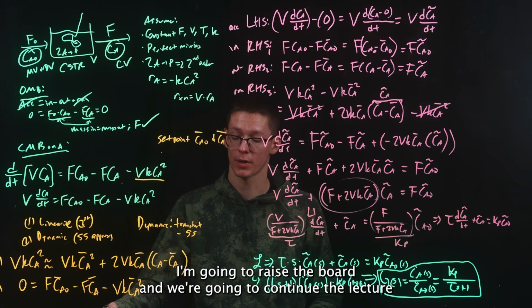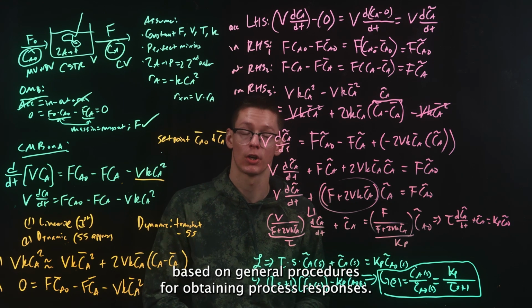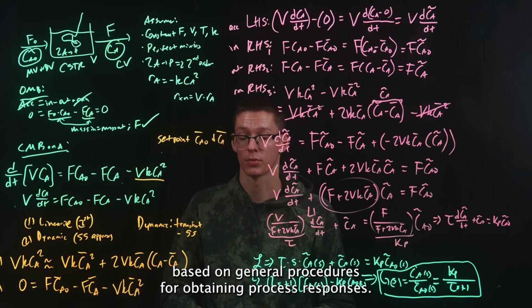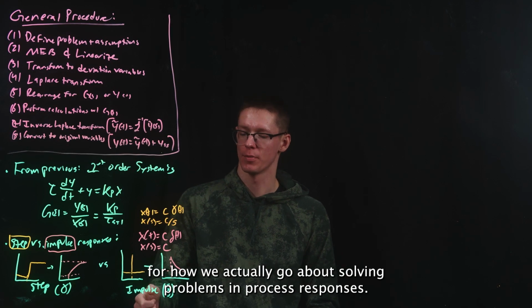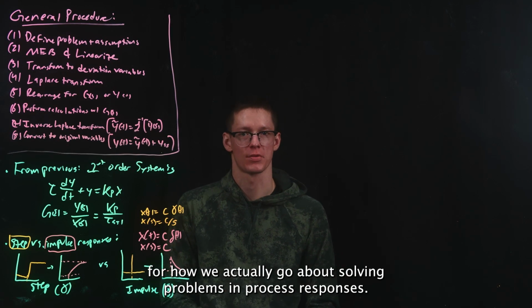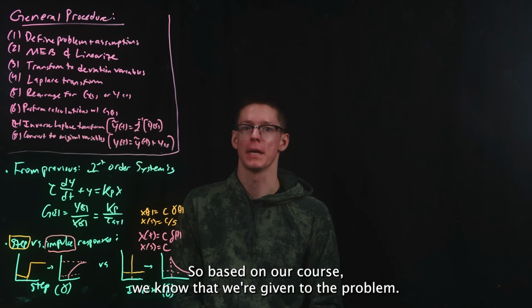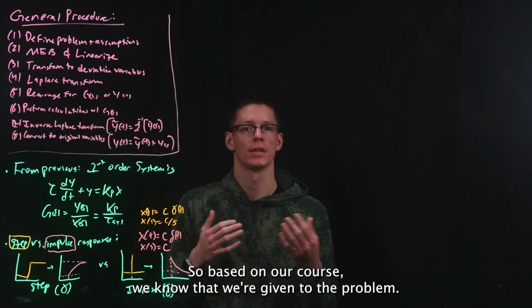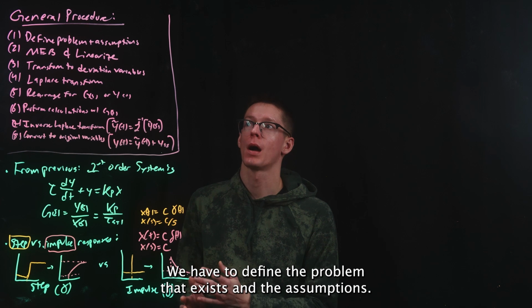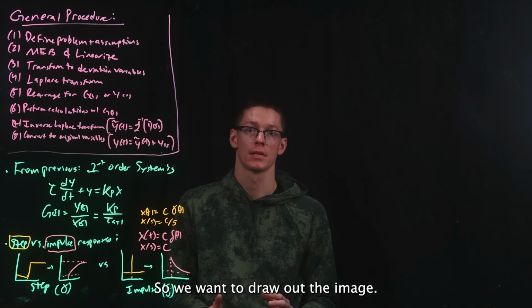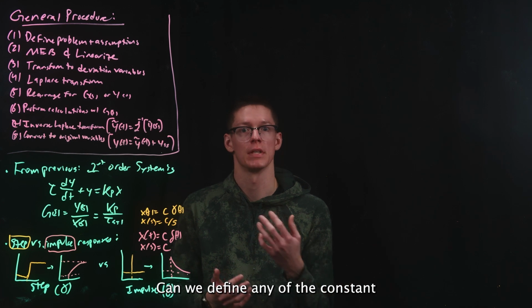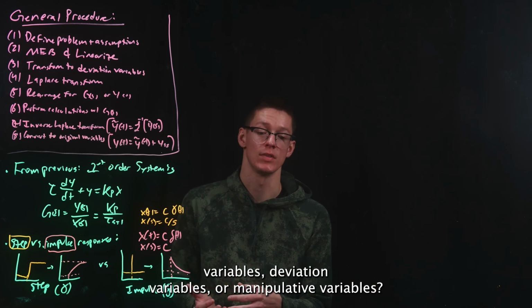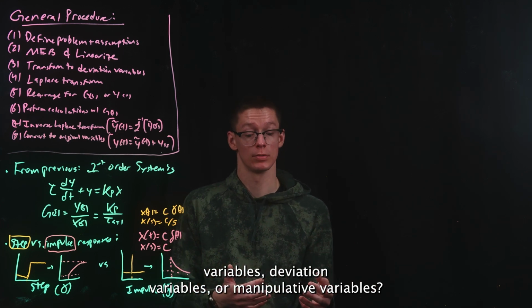I'm going to erase the board, and we're going to continue the lecture based on general procedures for obtaining process responses. We're going to talk about the general procedure for how we actually go about solving problems in process responses. So based on our course, we know that we're given a problem. We have to define the problem that exists and the assumptions. So we want to draw out the image. We want to see what are the things we're looking for. Can we define any of the constant variables, deviation variables, or manipulative variables?